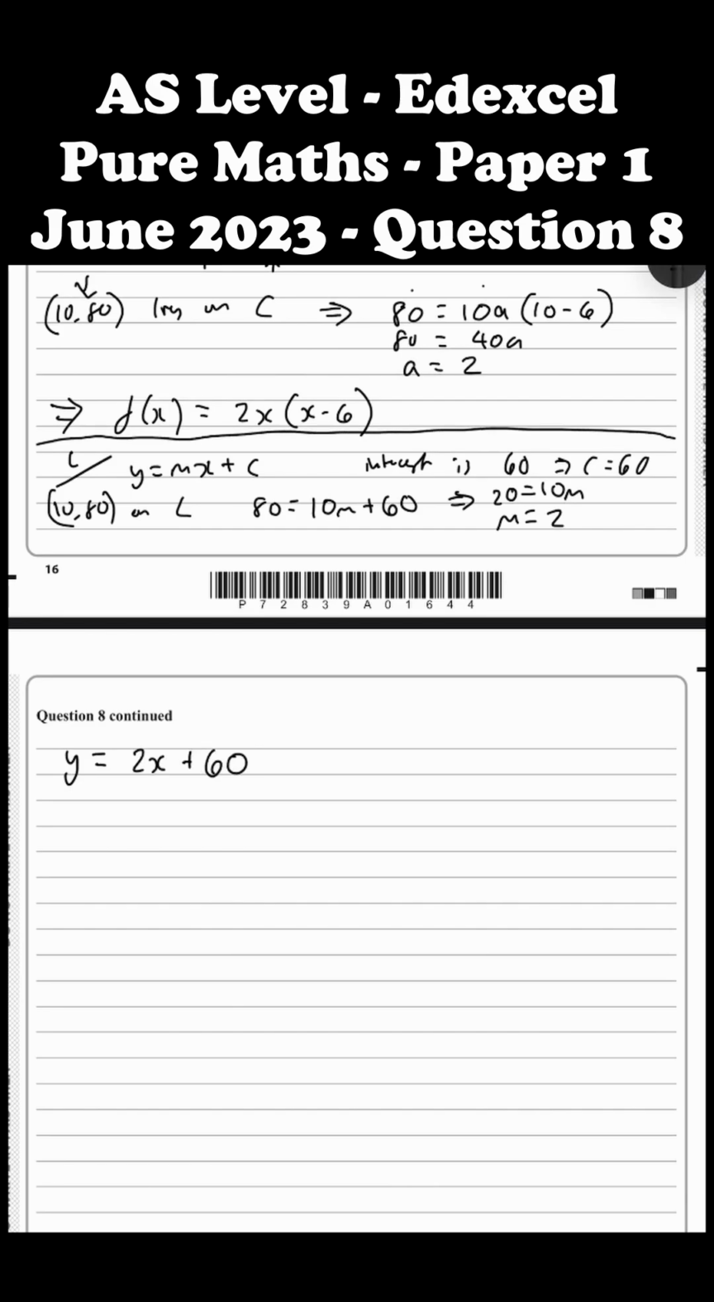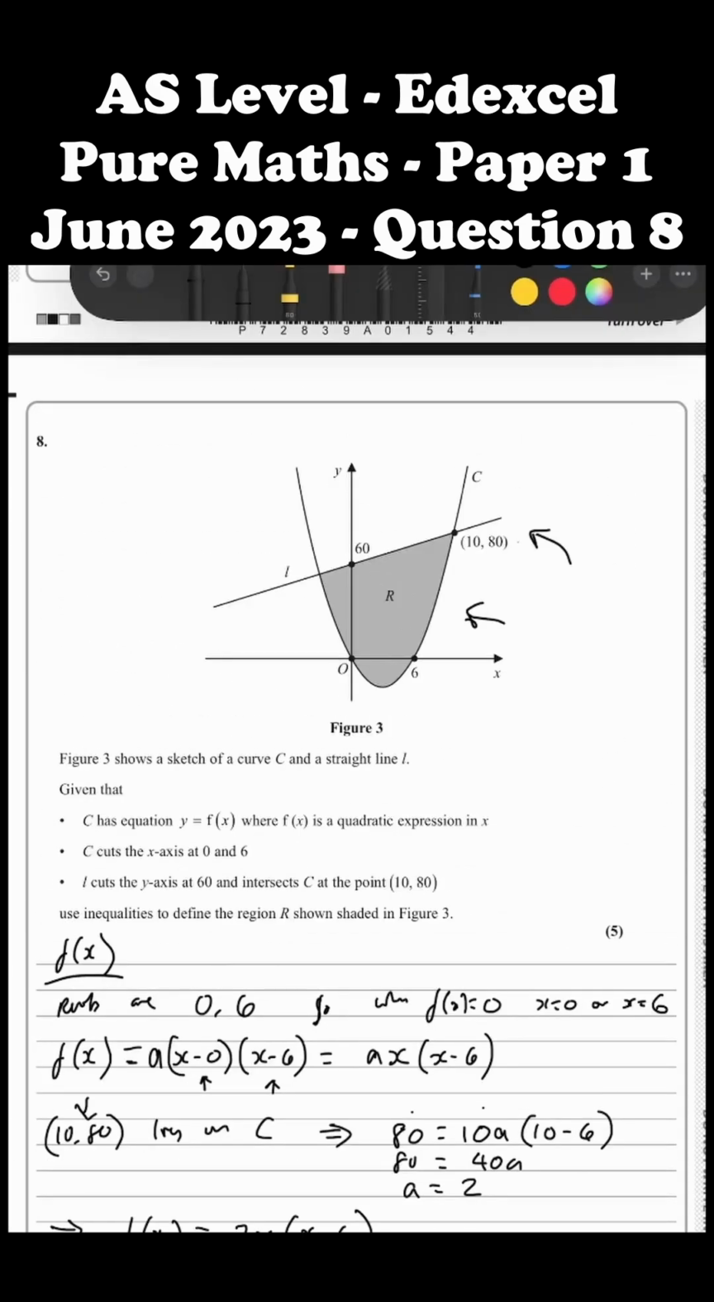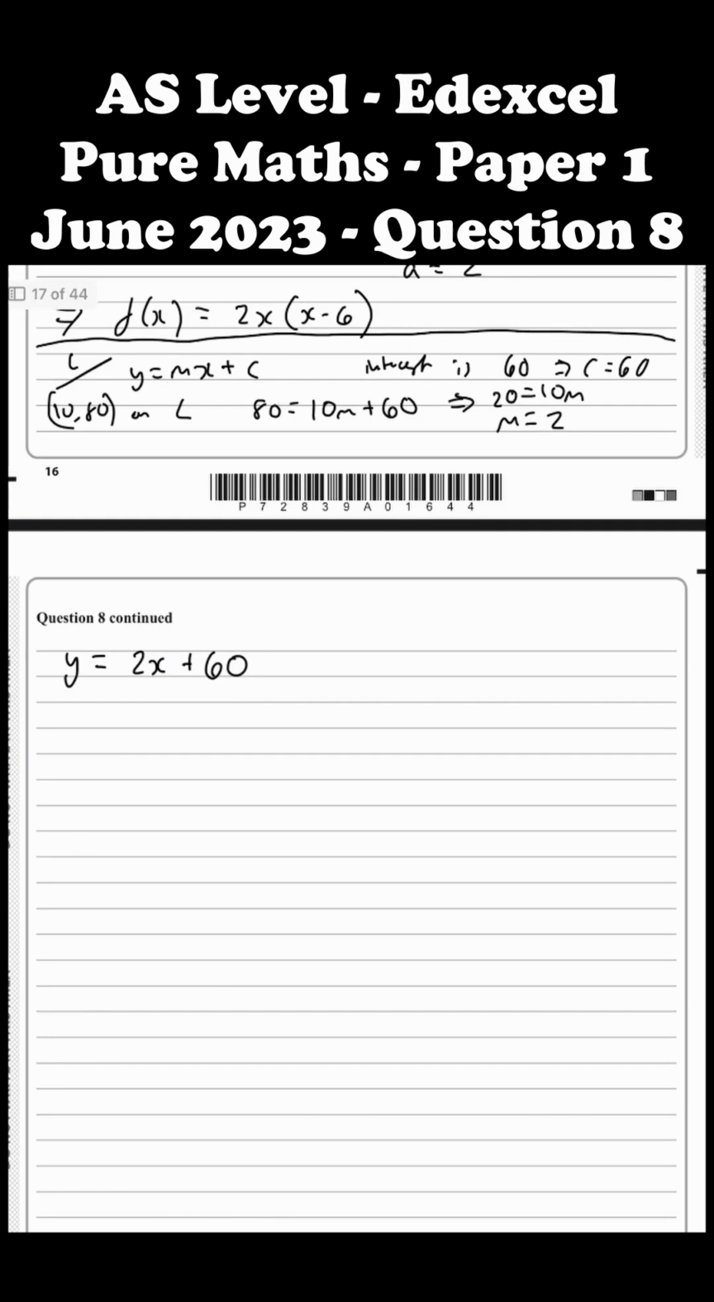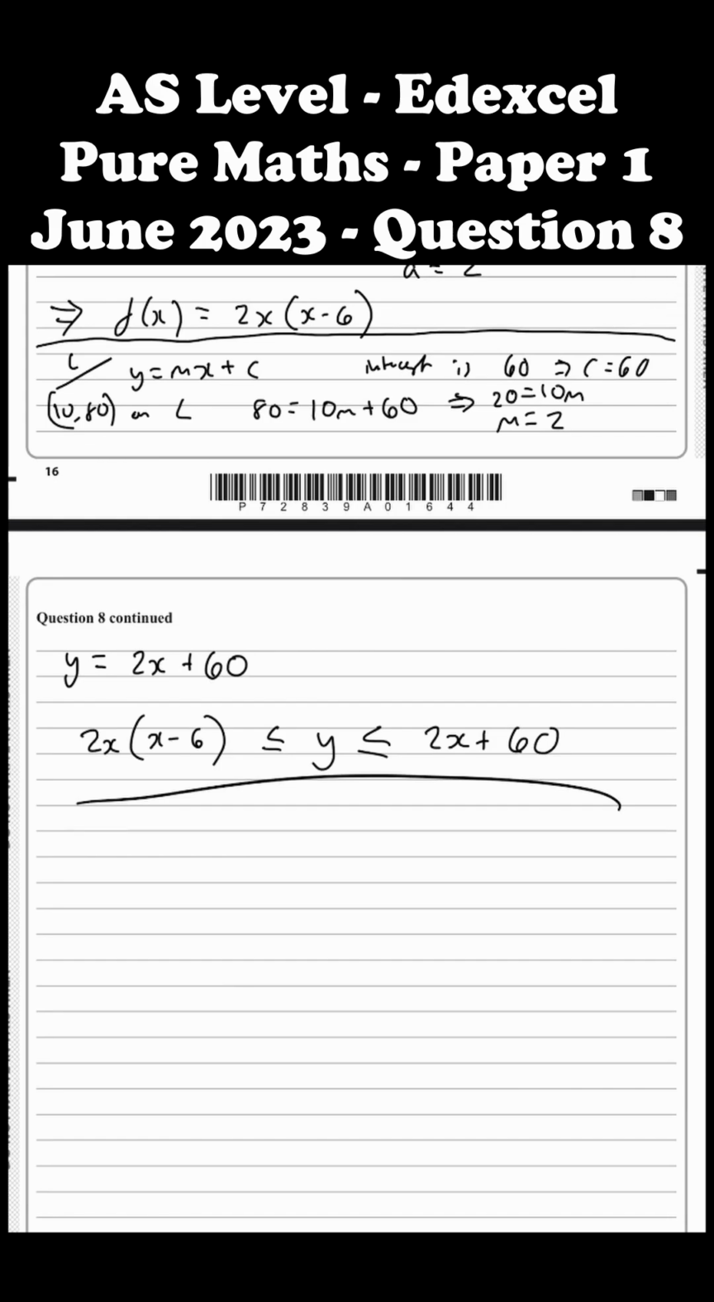Let's split these two. So we know, if I scroll back up again, that the region R is for all values less than this line here, L, and it's capturing all the values that are in the curve but are less than that line, which means our inequality is going to be y is less than or equal to that straight line, which we said is 2x plus 60, but it is greater than or equal to everything on f of x, which is 2x lots of x minus 6, and that is our answer.